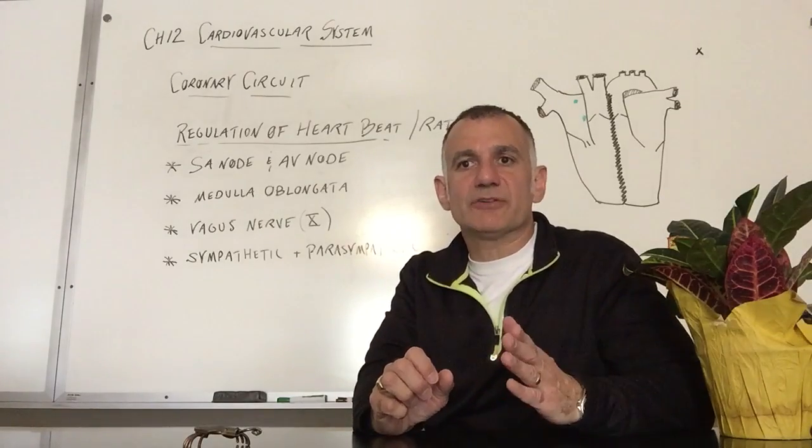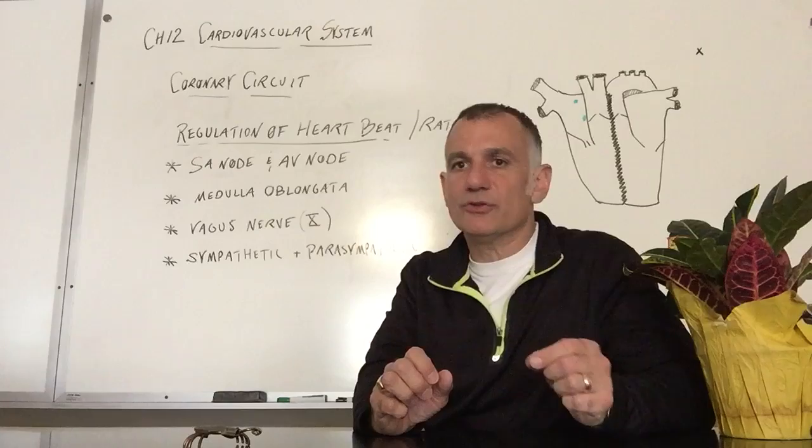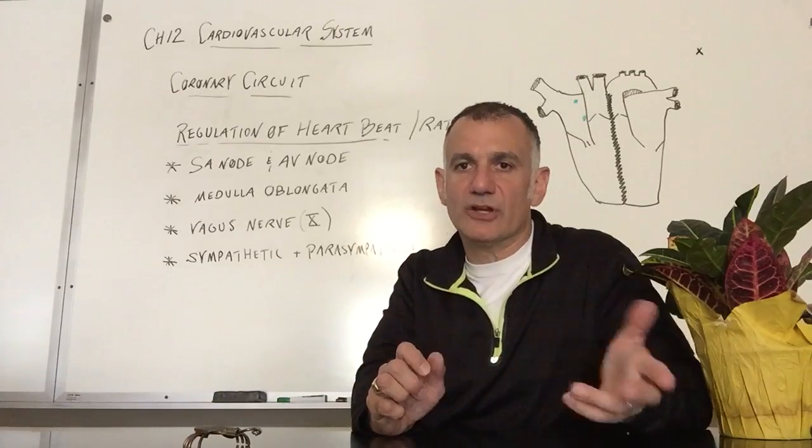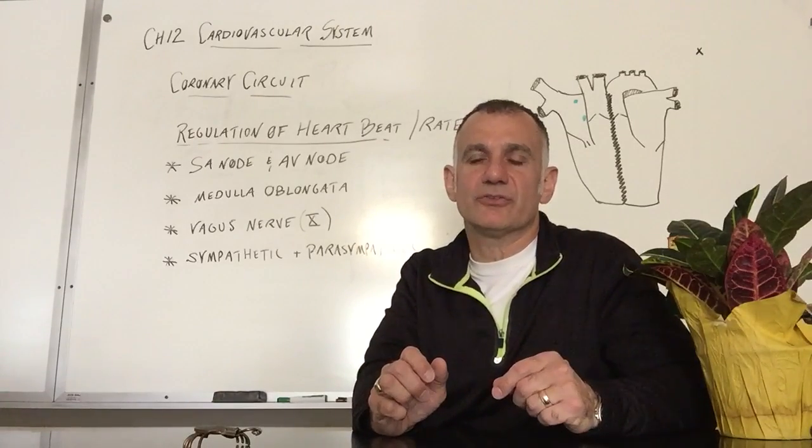It will be shortly after followed by the AV node. The AV node is triggered by the SA node. They work in conjunction with each other. That's going to cause the ventricles to contract.